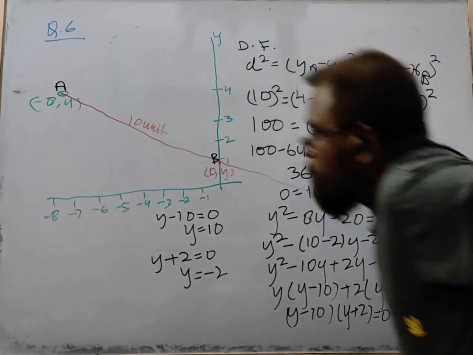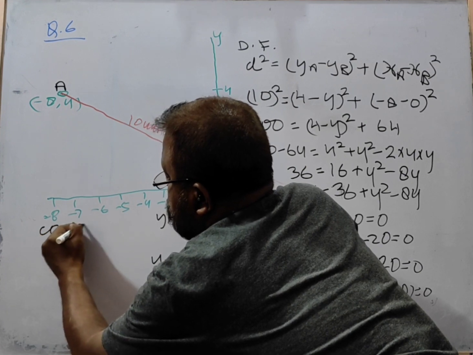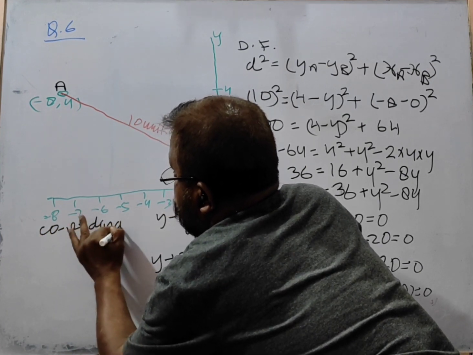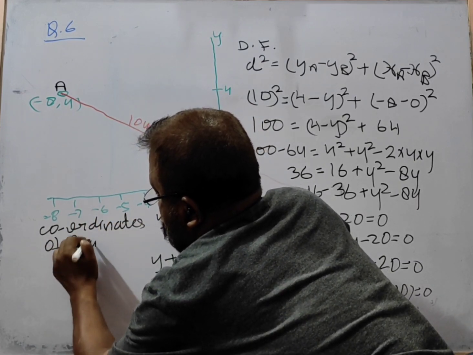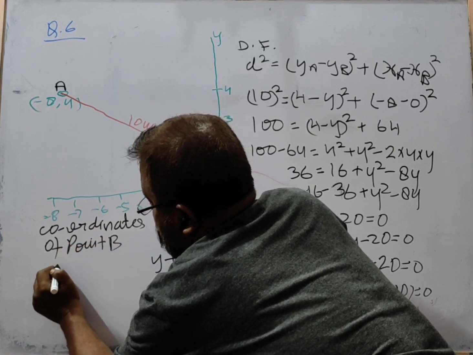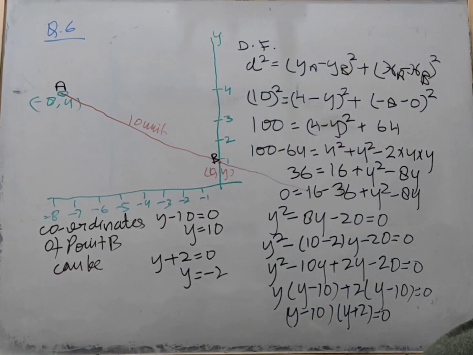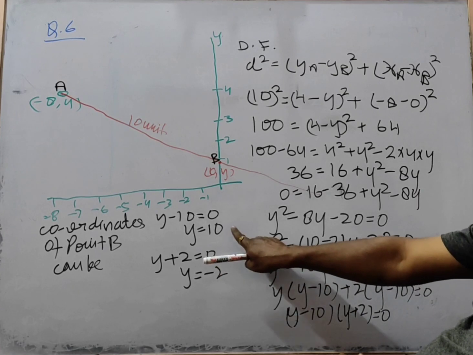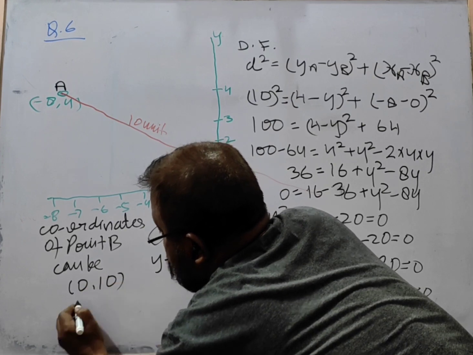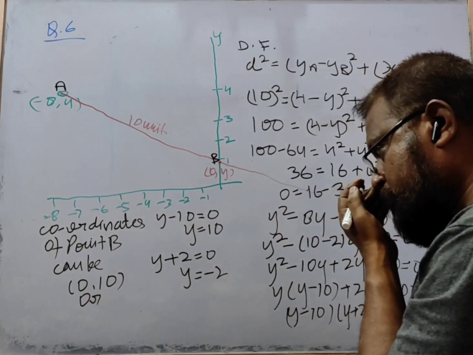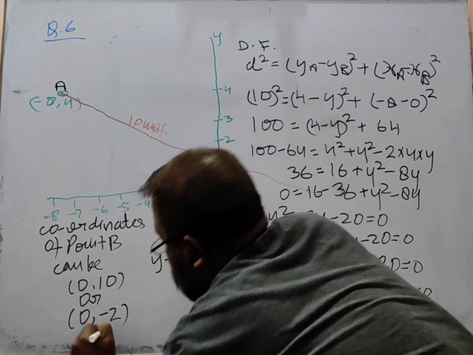Right? So coordinates of point B can be 0 comma 10, or 0 comma minus 2. 0 comma minus 2. Getting?